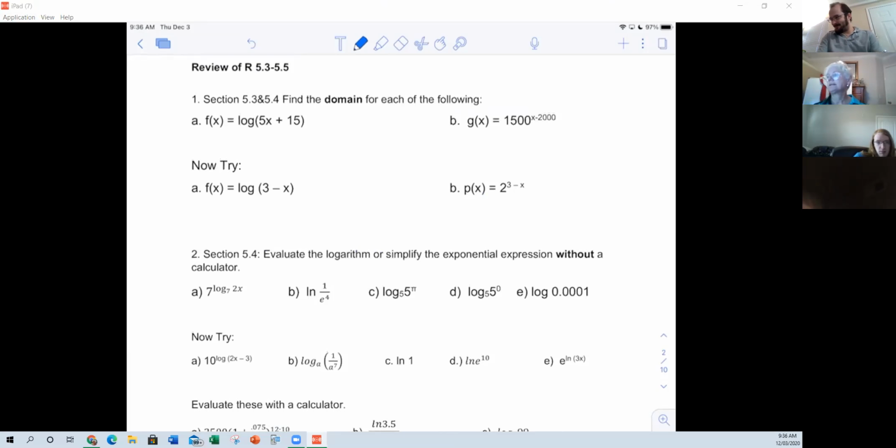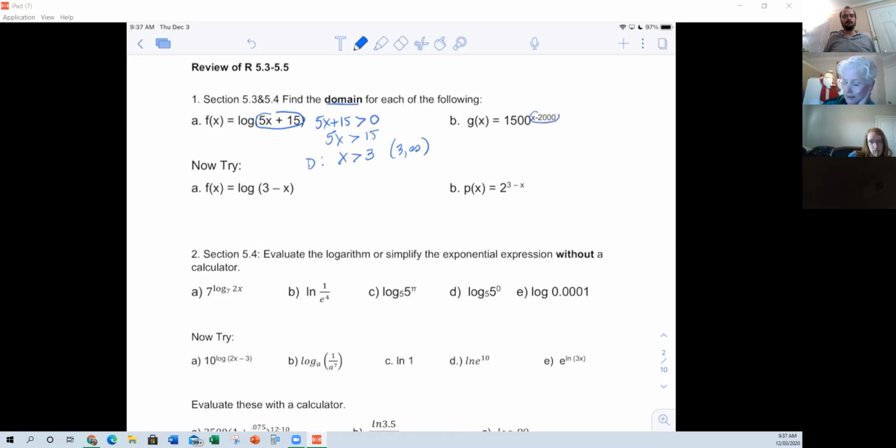So this first one, f of x equals log of 5x plus 15, I'm asking you to find the domain. Remember, what you have to remember here is you can't take the log of 0, and you can't take the log of a negative number. So 5x plus 15 has to be greater than 0. So 5x would have to be greater than negative 15, and x would have to be greater than negative 3. So that is the domain. And you could also write it as negative 3 to infinity.